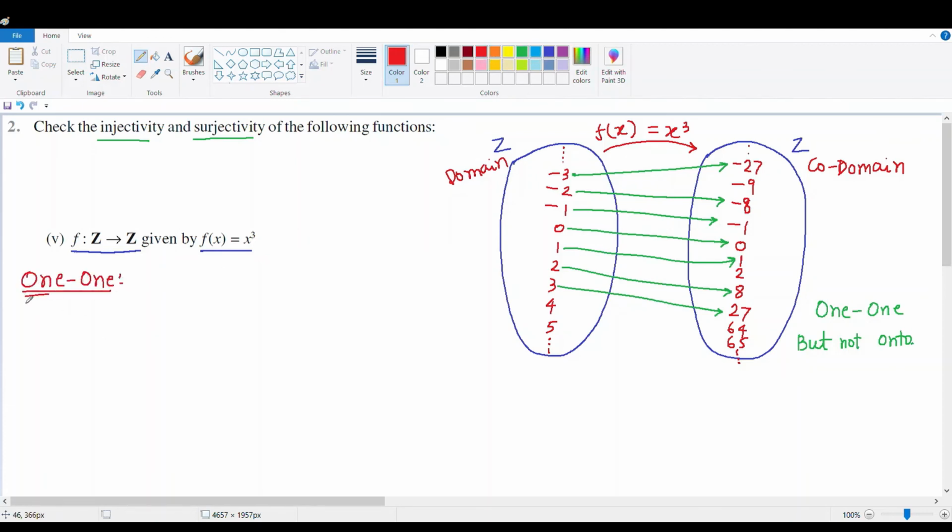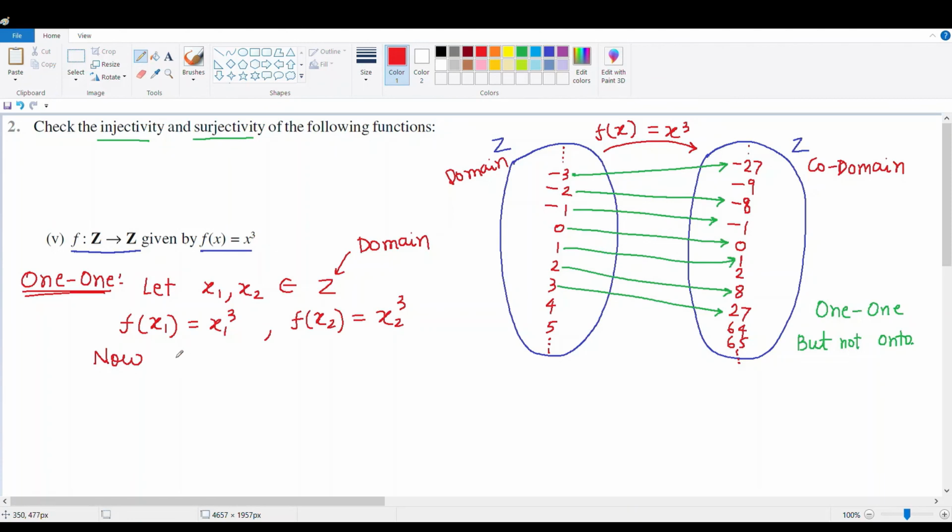Now to prove that a function is 1-1, we always do what? We take x1 and x2 from the domain. So let x1, x2 belong to Z, which is the domain. And since the function definition is f of x equals x cube, f of x1 is going to become x1 cube, right? And the same way, f of x2 will have the value x2 cube, because of that x cube definition.